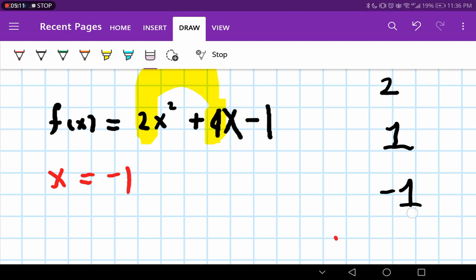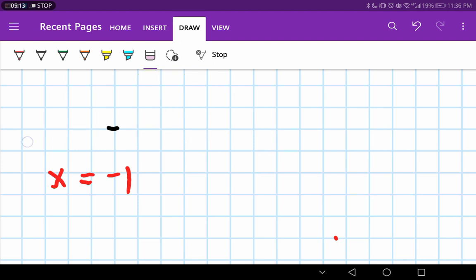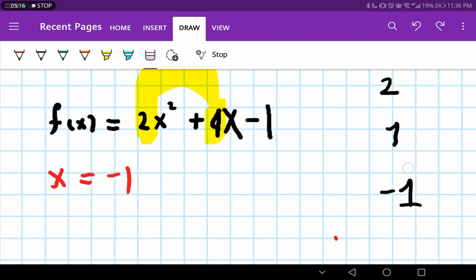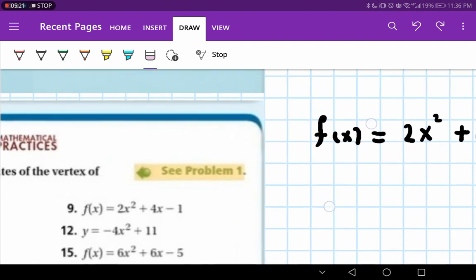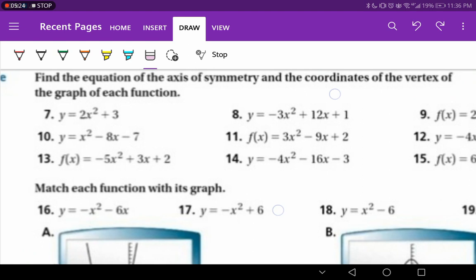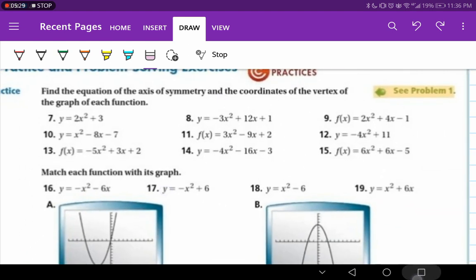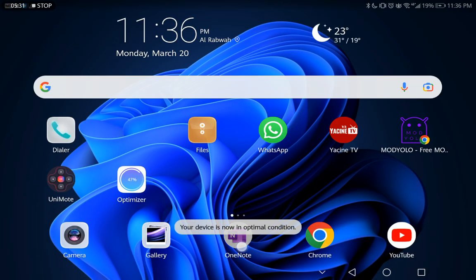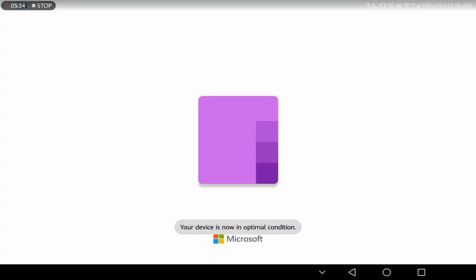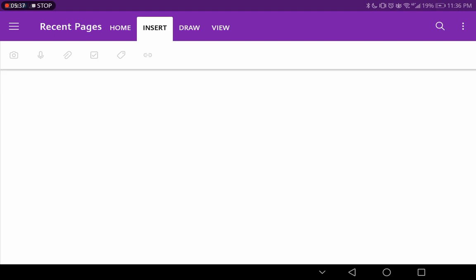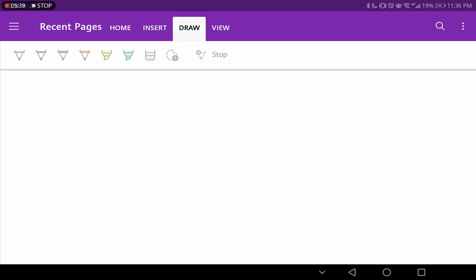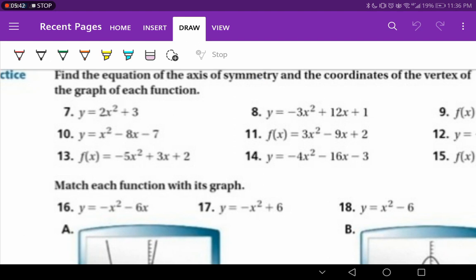I hope so. Good. Let us apply how we find the axis of symmetry for some equations. For example, number 7 here. Let me erase this and open it again. It is better like this.